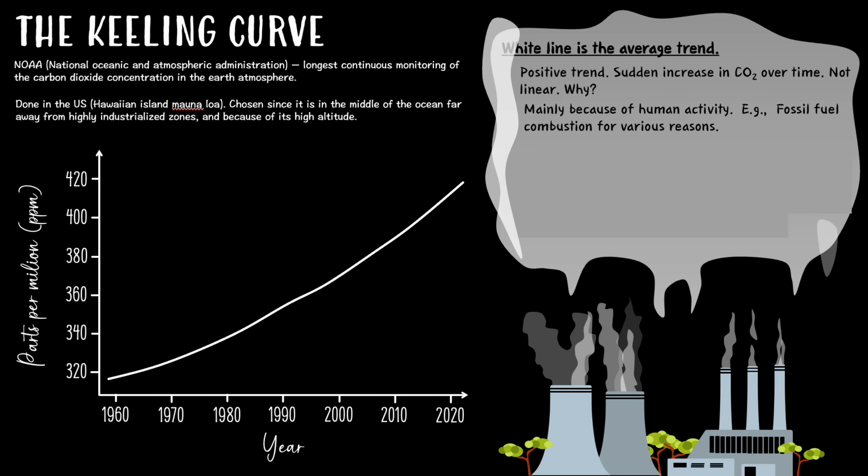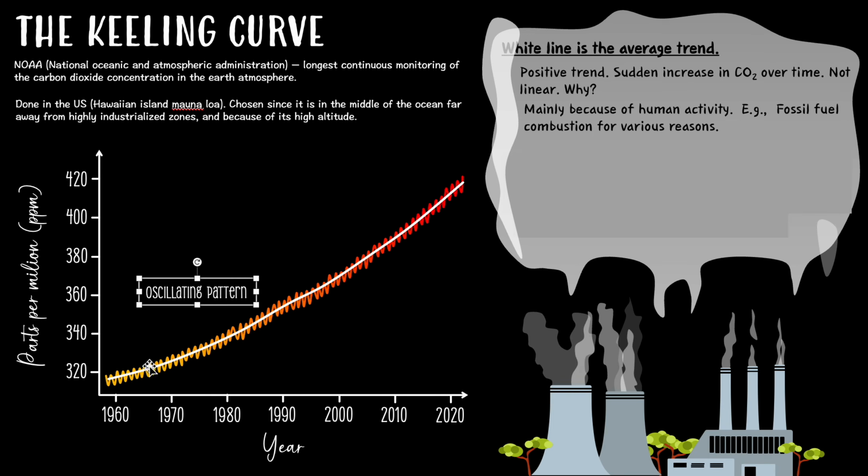Now, one thing about this curve that I didn't put here is what I'm putting now. In reality, the curve looks like this. So the white line that I showed you is the average trend, okay? This is the real trend. Now I might ask you, why is there this oscillating pattern? We call it oscillating when it goes up and down. The real curve is oscillating like that. Why is it? You can kind of guess.